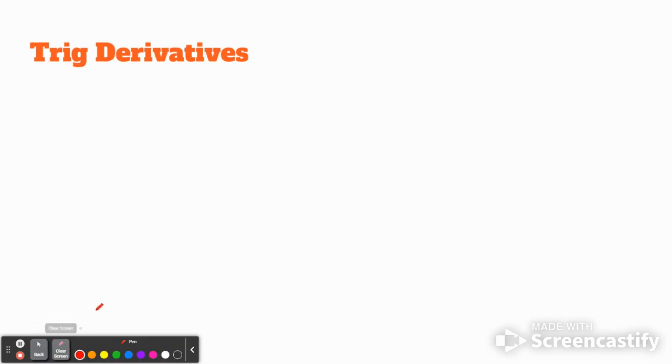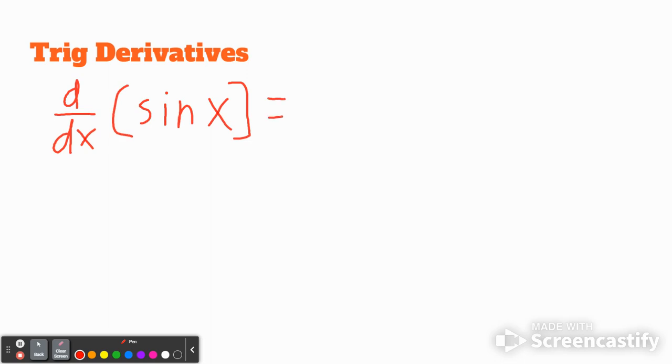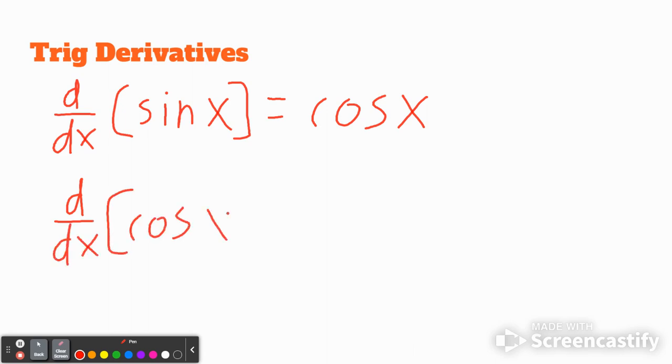Now, I'm going to go on to the trig derivatives. Now, these kind of just require some amount of memorization. I will give them all to you now. So the derivative of sine of x is cosine of x. The derivative of cosine of x is negative sine of x.